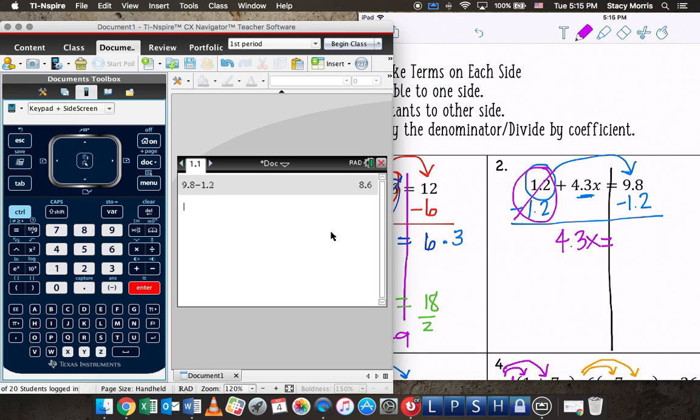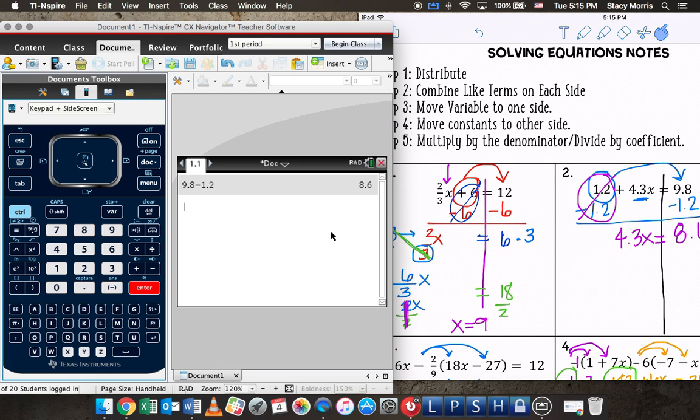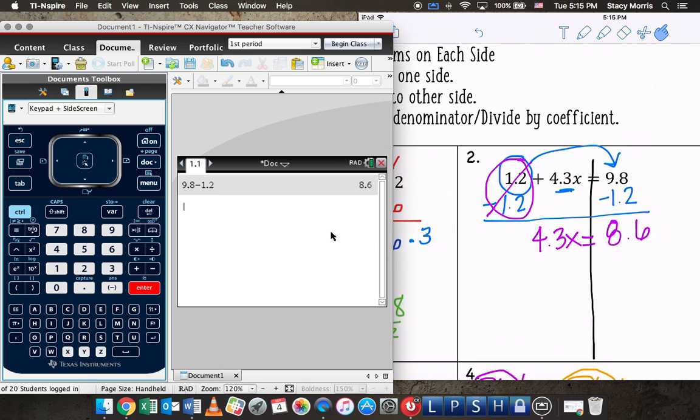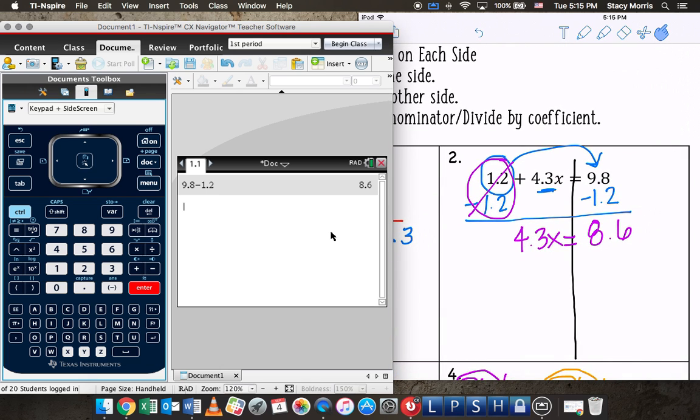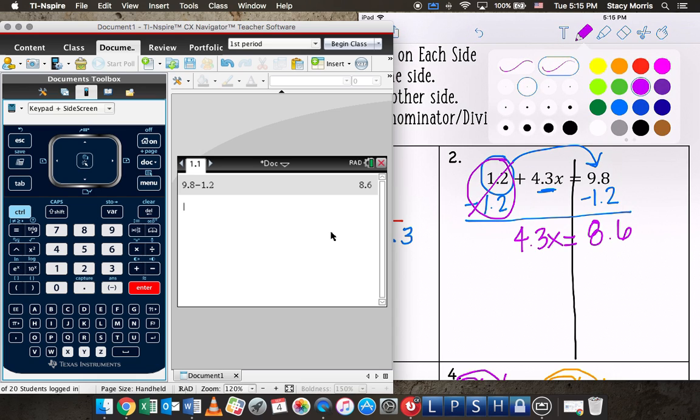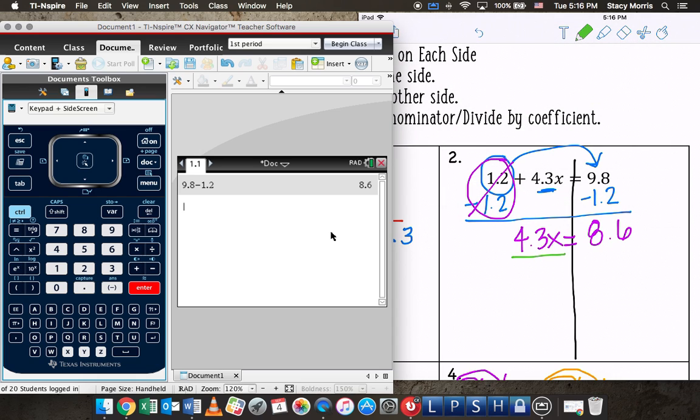All right. My next step, if I go back to the steps, is to multiply by the denominator or divide by the coefficient. If you look at our problem, we have a coefficient of 4.3. So we're going to divide by that coefficient. We want to get x by itself. So to undo that math, we're going to divide. So we're dividing by 4.3 on both sides. On the left-hand side, 4.3 divided by 4.3 gives us a 1. Yes, they cancel, but again, that's a 1x or just x, same thing, equals.